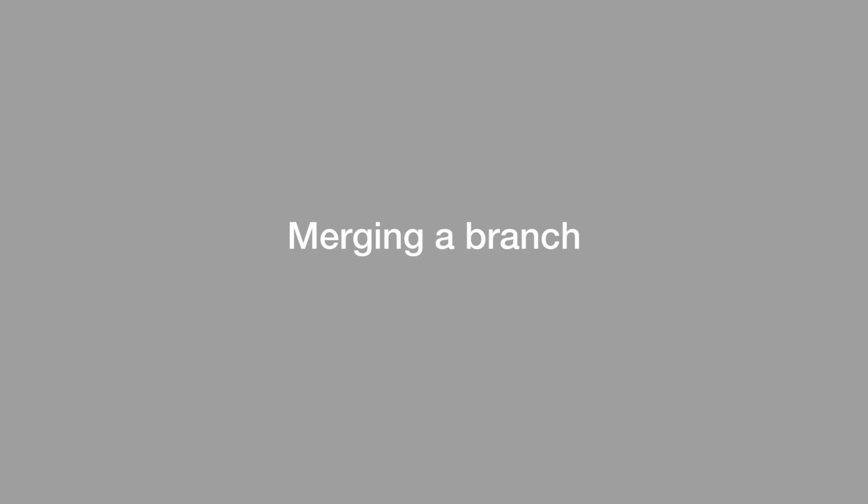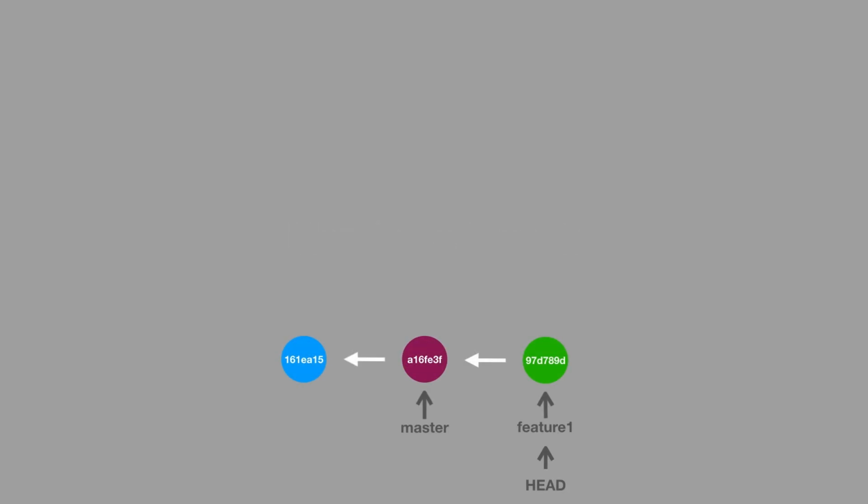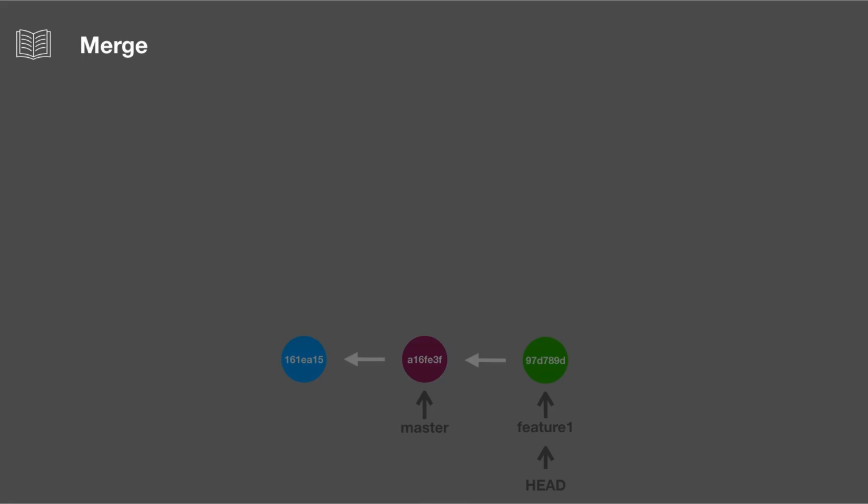In this lesson, we're going to cover merging a branch. So we have a repository with 3 commits and 2 branches, and right now we are on the feature one branch. So what exactly is merging in Git? Merging is when you incorporate the changes made on one branch into another branch. So you have one branch you are merging and one branch you are merging into.